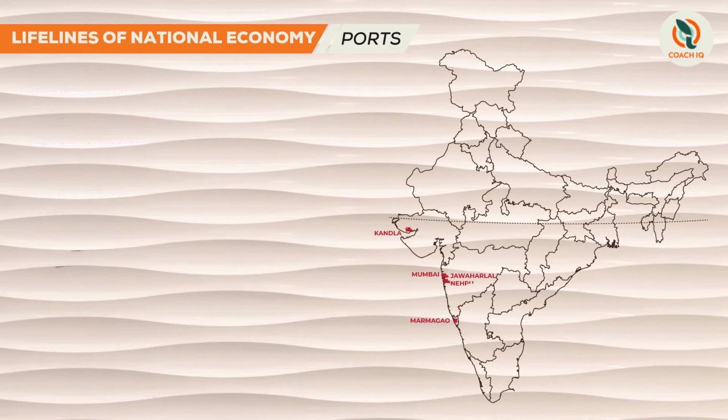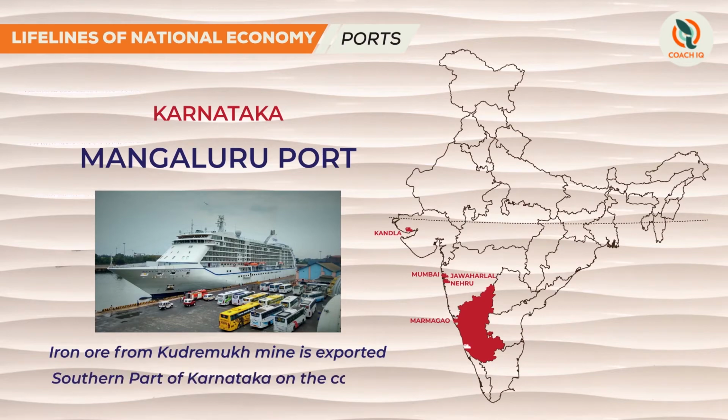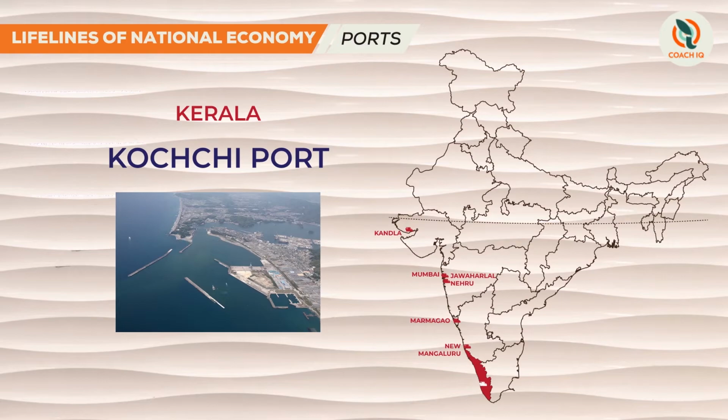Come to Karnataka, the New Mangaluru port. From here, the iron ore from the Kudremukh mine gets exported. And New Mangaluru is right at the southern part of Karnataka on the coast. Next, come to Kerala. It is the Kochi port. It is a little above the southern part. So if you see Kerala, you go down and leave a little from below, you'll get your Kochi port.